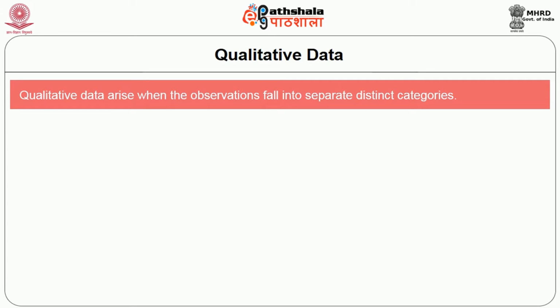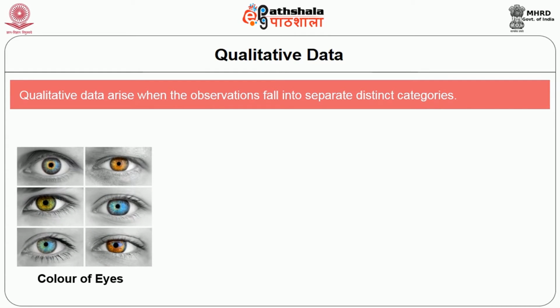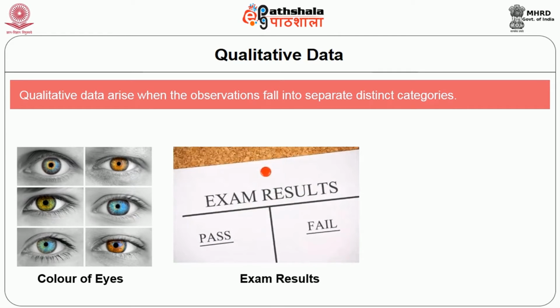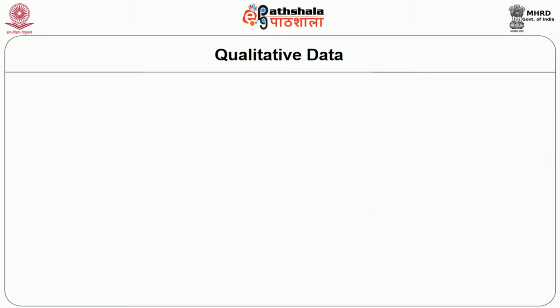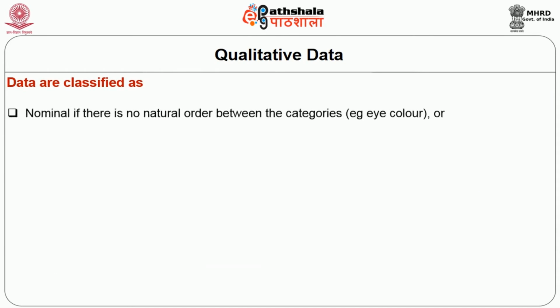Qualitative data arise when the observations fall into separate, distinct categories. For example, color of eyes can be blue, green, brown, and so on. The examination result can be pass or fail, or the socio-economic status can be low, middle, or high. Such data are inherently discrete in that there are a finite number of possible categories into which each observation may fall.